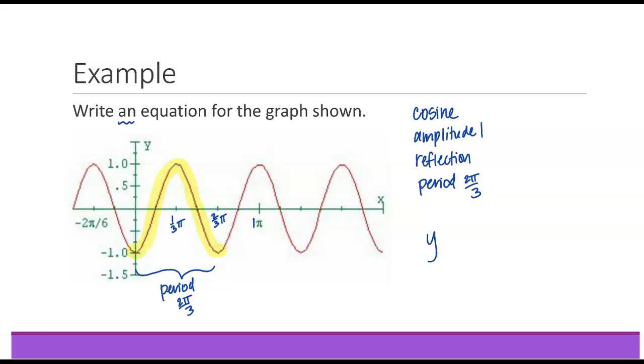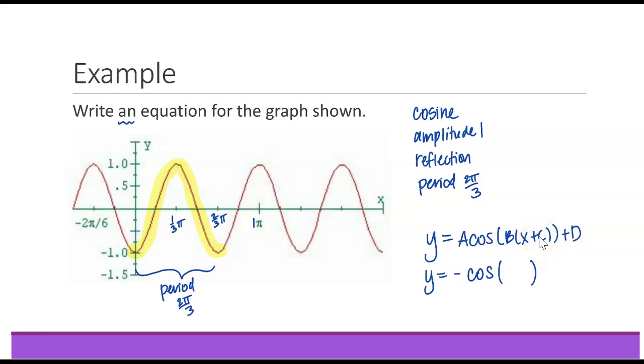So in general, it's going to look like a cosine of b times x plus c, plus d. Right, so I have to fill in all of my parts. So let's go ahead and get started. The amplitude is 1, but there is a reflection, so this is going to start as a negative 1. So I'm going to put negative cosine. All right, and now the value of b. We're going to hold off on that for just a second, so I'm going to leave a set of parentheses here.